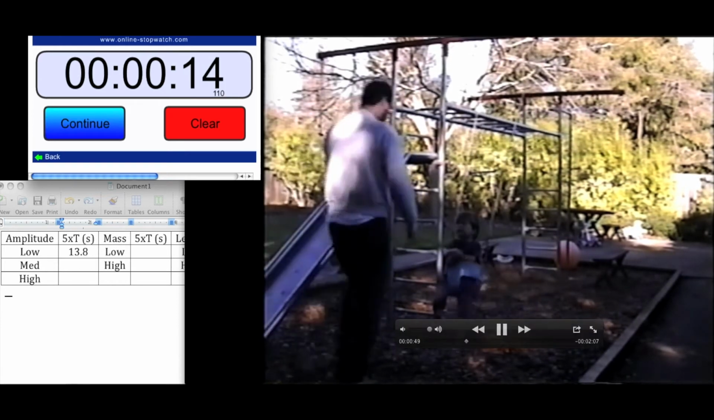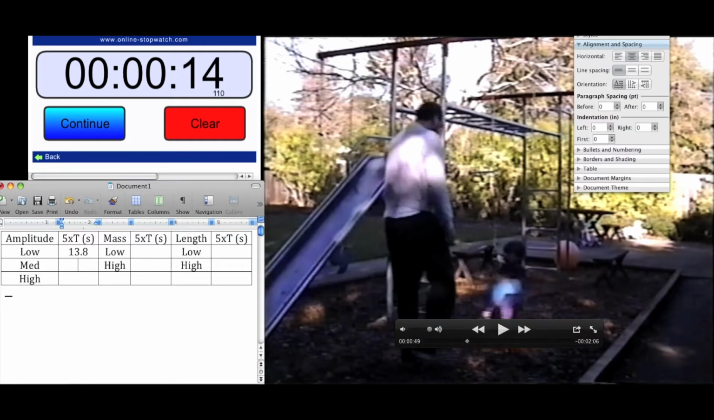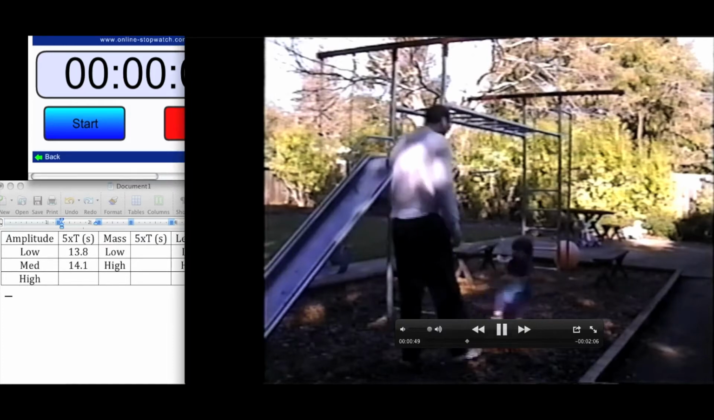5. So he's still not too happy with the amplitude there, but we'll help him out in a second. And so I get 14.1 for 5 periods. So a little increase, it looks like. Let's see if that trend continues when we get him going too high.